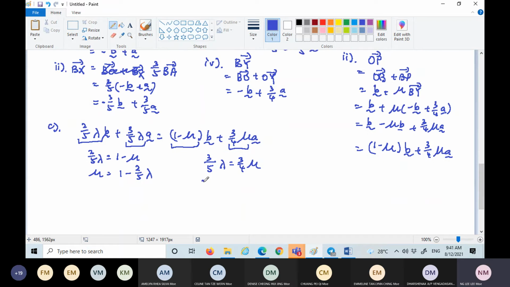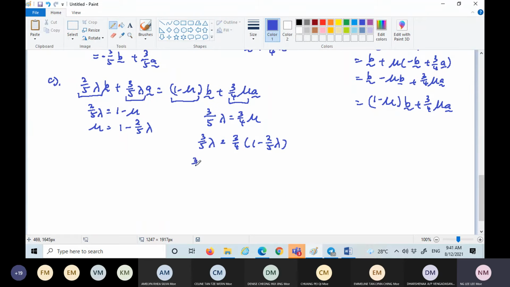Okay, so continue. Mu is 1 minus 2/5 lambda. Okay, from here, then you expand, and then try to get the lambda. Or maybe this one I bring this side upside down. 3 over 4 becomes 4 over 3. So it's 4 over 5 lambda equals to 1 minus 2 over 5 lambda.